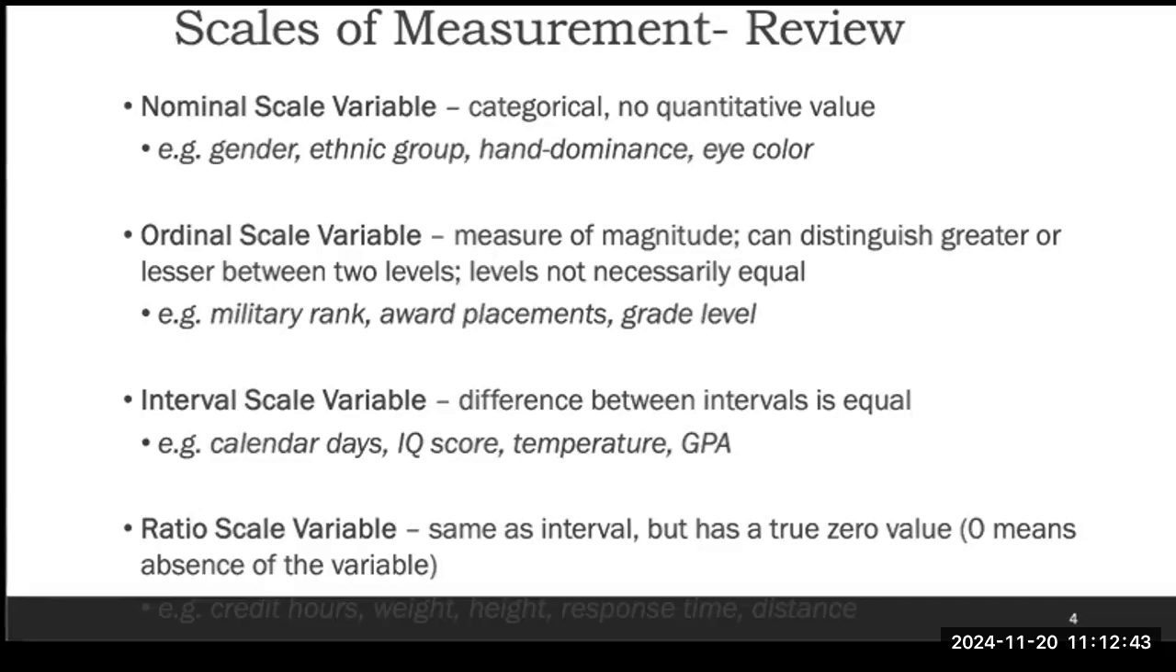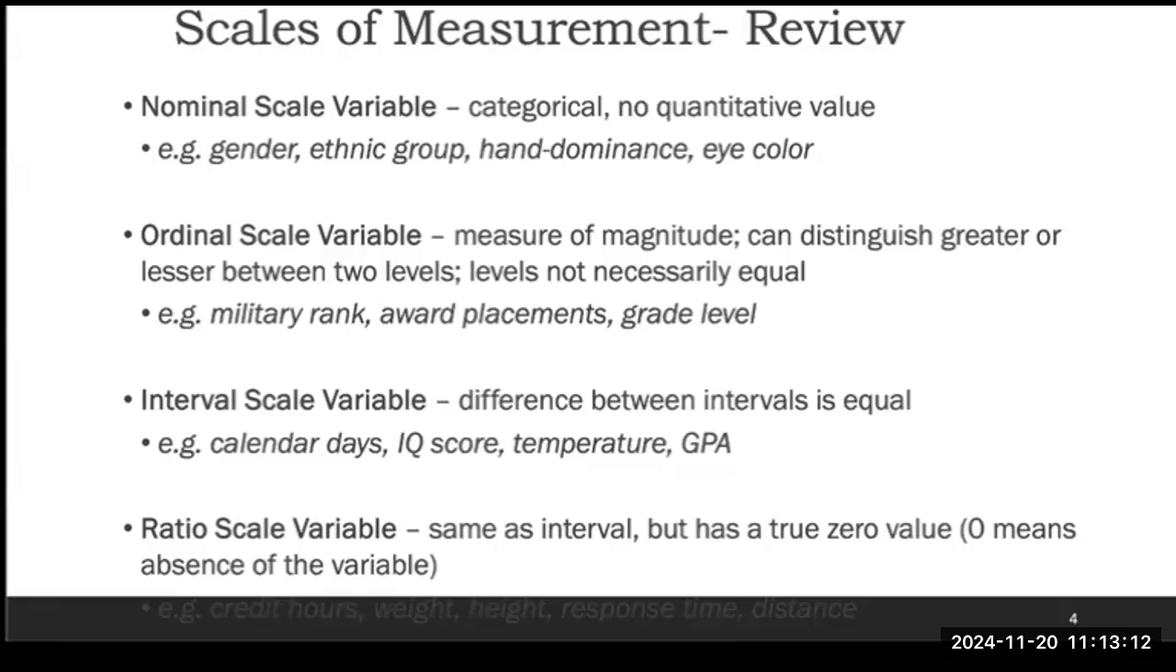Interval scale variables are different like nominal, ranked like ordinal, but now it's called interval because the differences are actually specific and they're measurable, they're equal. So calendar days, IQ score, temperature, these are all interval scale variables. They do not have a true zero. So for example, 0 degrees Celsius does not mean that we have no temperature.